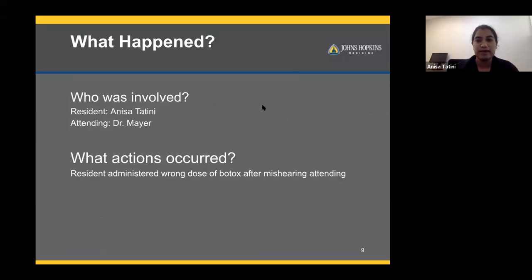So to break it down even more simply, who was involved in this? I was involved in this, and then Dr. Mayer was my attending. So what actions occurred? I administered the wrong dose of Botox after mishearing my attending.